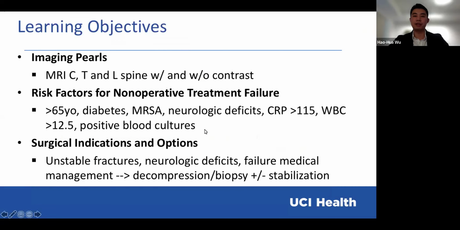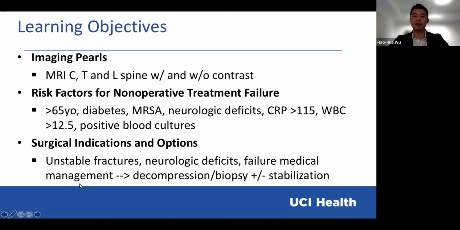So in terms of our learning objectives, just remember it's important to get an MRI of the entire spine, especially for folks that have risk factors for non-contiguous spread. For risk factors for non-operative treatment failure, just think about patients who are greater than the age of 65, who are diabetic, have MRSA, neurologic deficits, CRP greater than 115, a white count greater than 12.5, and positive blood cultures. This is especially relevant for US trainees because you will be tested on this.